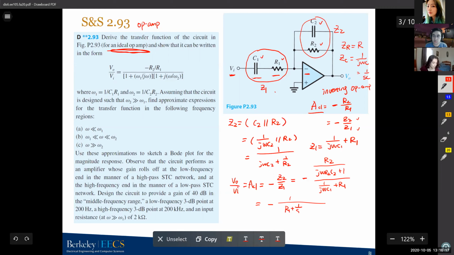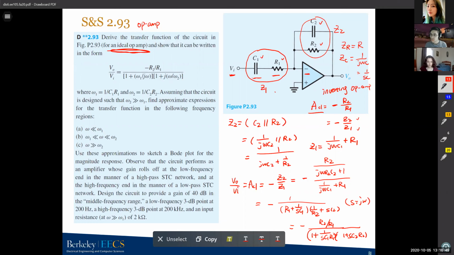R1 plus 1 over sC1, times 1 over R2 plus sC2. Rearrange this and you'll get negative R2 over R1, over 1 plus 1 over sC1R1, times 1 plus sC2R2, where s equals j omega in this case. So just calculate Z1 and Z2 separately, and your gain will just be the ratio of them, then take the negative value. That's how we derive these equations.